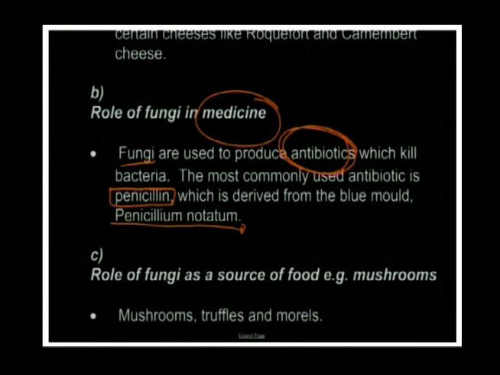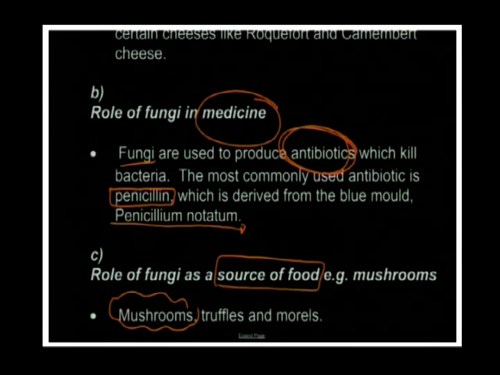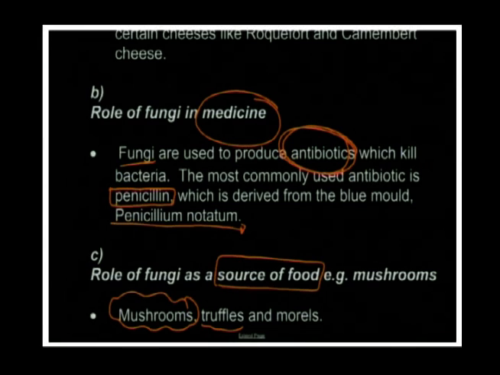Also, fungi are a source of food. We all eat mushrooms, and you also find quite a delicacy that they use pigs or specially trained dogs to scent out. Those are called truffles, and truffles grow under the ground near the base of certain trees, and they are quite a delicacy and they are quite expensive to purchase.